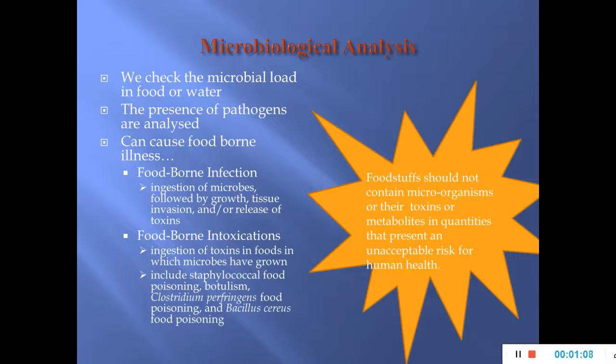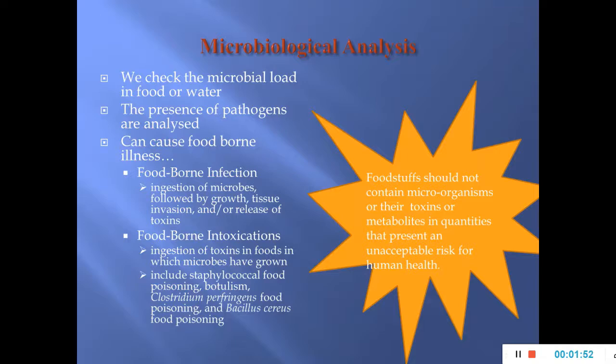But sometimes it could be another case, called foodborne intoxication. In such cases, there is ingestion of the toxins in the food in which the microbe has previously grown and has already produced some toxins. So taking that particular food which is already intoxicated, or which already has a microbial toxin, could result in a foodborne intoxication. Examples include Staphylococcus food poisoning, botulism, Clostridium perfringens food poisoning, and Bacillus cereus food poisoning. These are some examples that we have.